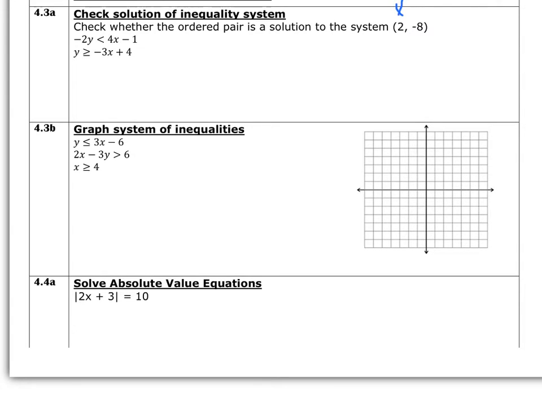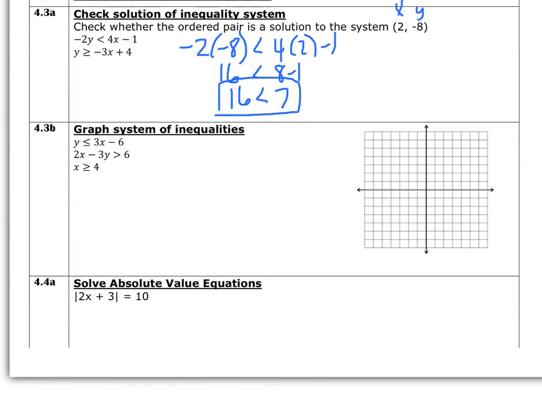2 is the x, negative 8 is the y. So make sure you put it in the right spot. Negative 8 goes here. So it'll be negative 2 times negative 8. Is it less than 4 times 2 minus 1? This would be 16, which is less than 8 minus 1. It says, is 16 less than 7? 16 is not less than 7. Again, this is false. Since that's false, I can stop already and say no, it is not a solution to it.